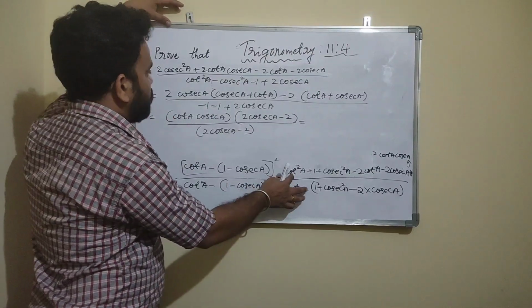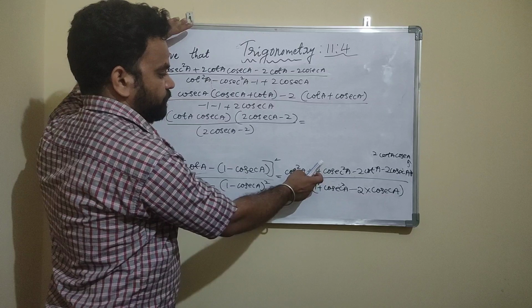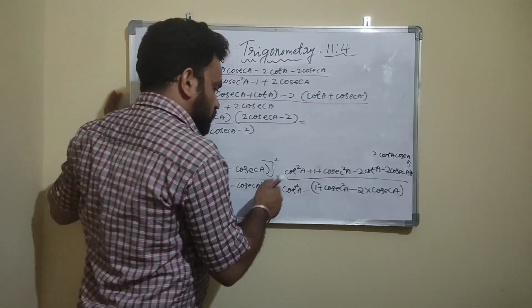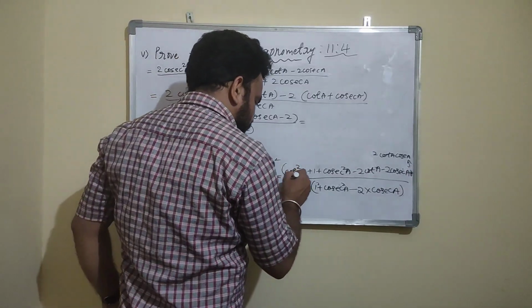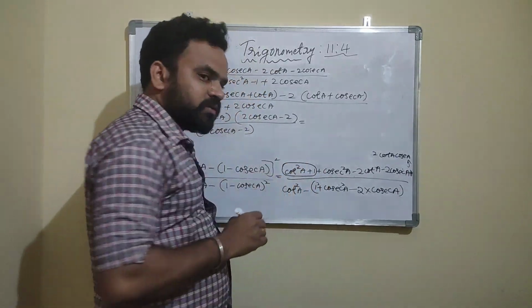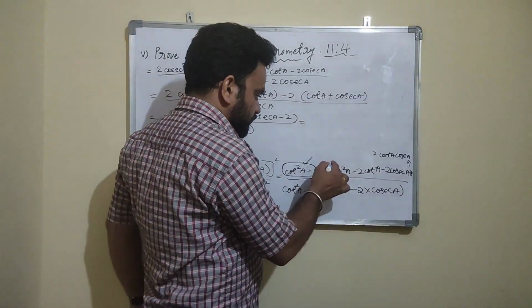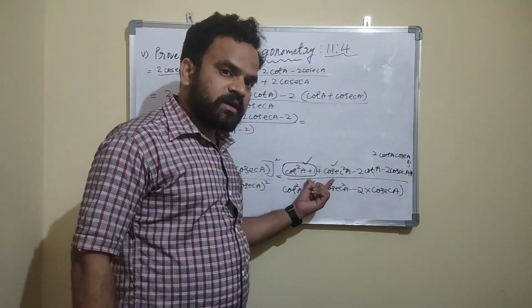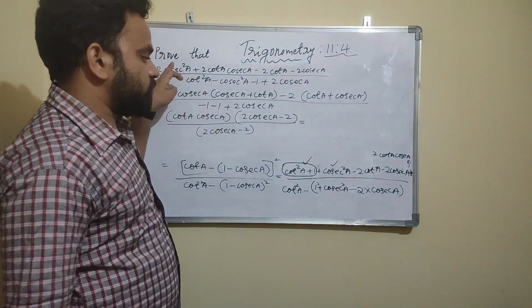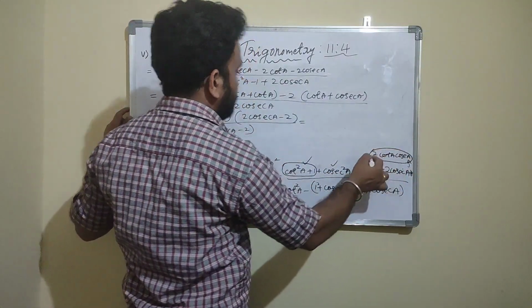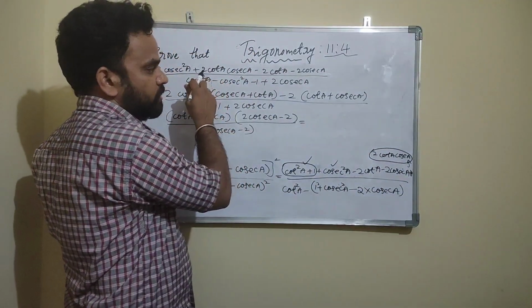See here, cot square a plus 1, right? This cot square a plus 1, this cot square a plus 1, from identity what we can write, this cot square a plus 1 identity we have is cosec square a. This cosec square a and this one cosec square a. How many cosec square a? 2 cosec square a, right? This plus 2 cot a cosec a, that I wrote here, plus 2 cot a cosec a, right?